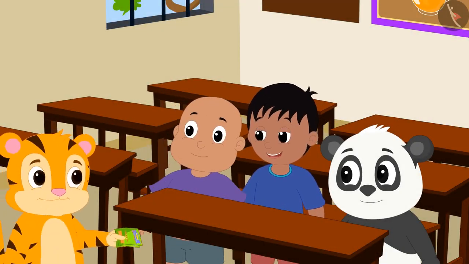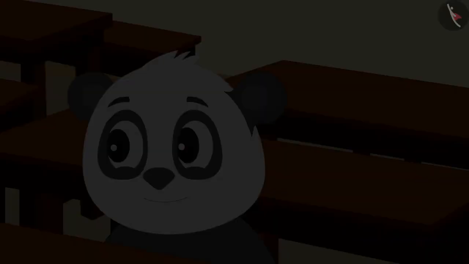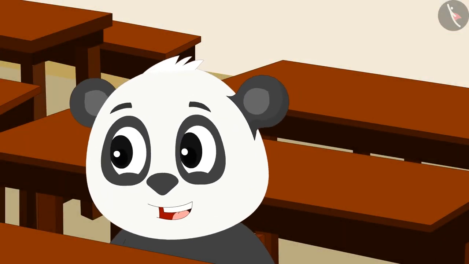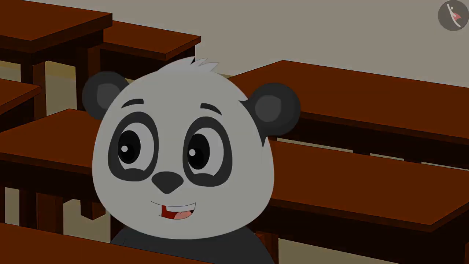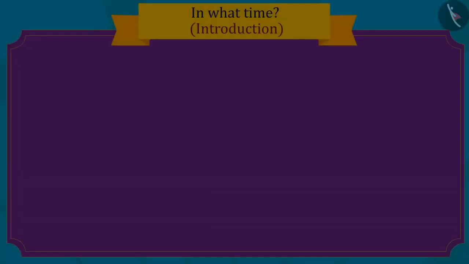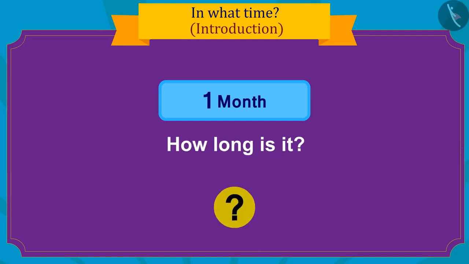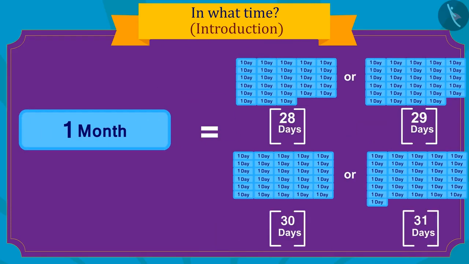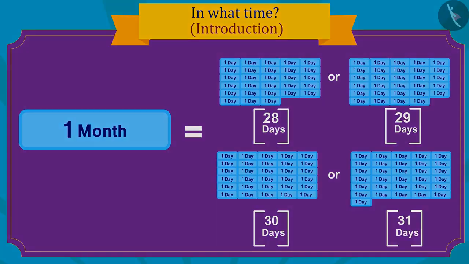As soon as Sher Khan reached school, he invited all his friends to come to his birthday party the next day at his house. Golu said excitedly that his birthday too is coming next month. And he will also throw a party like Sher Khan. Kids, do you know how long is 1 month? That's correct. There are 28 to 31 days in a month.